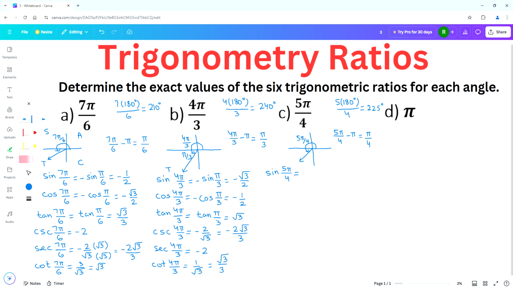Sine is negative in quadrant 3. As per the special triangle for pi over 4, sine of pi over 4 is equal to 1 over square root 2 or square root 2 over 2. This should be the final answer for sine.